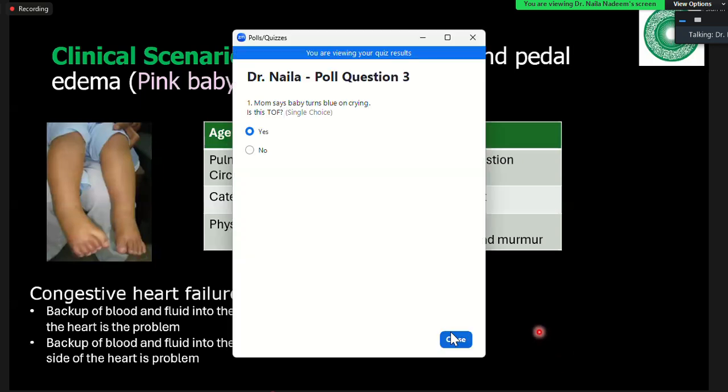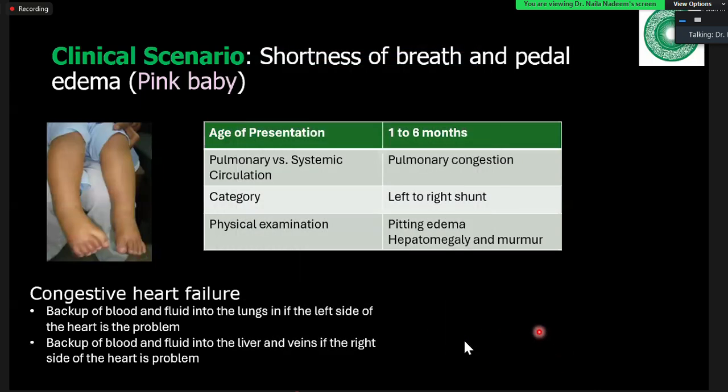Let's look at our second clinical scenario. The baby is pink, presents with shortness of breath and pedal edema. And pulmonary versus systemic circulation, it is pulmonary congestion. Now the lungs are full, and age of presentation is between 1 to 6 months. Shunting is from left to right side, and there's pitting edema. There may be hepatomegaly and murmur. So if the left side of the heart is affected, it is the lungs which have more blood, but if the right side is affected, it is the liver which has more blood.